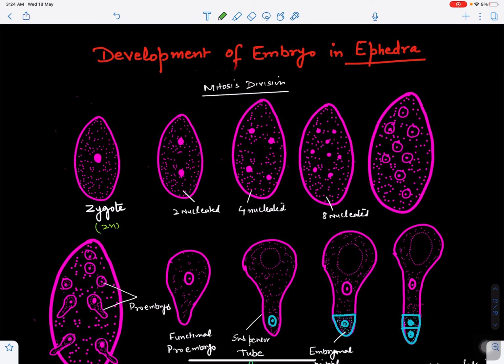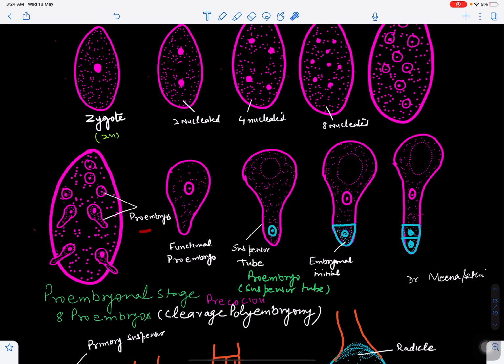How does this occur? Now this is the zygote, which is diploid, produced after fertilization. It has a diploid nucleus, 2n nucleus. This will undergo mitotic cell division, and this nucleus will divide to form 2 nuclei. Then these 2 nuclei will divide to form 4 nuclei. Then this will divide into 8 nuclei. So you can see here, these are 8 nuclei. These 8 nuclei will develop a wall like this. And ultimately, these 8 nuclei will develop into proembryos.